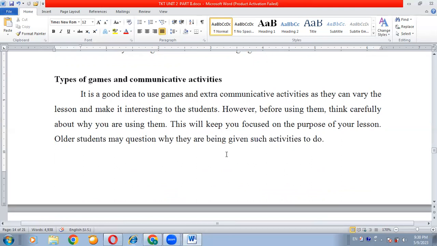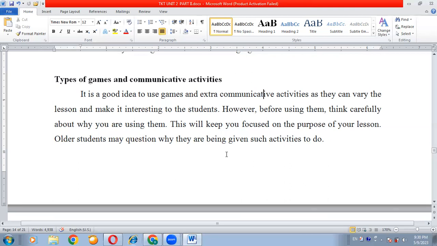Types of games and communicative activities. It is a good idea to use games and extra communicative activities as they can vary the lesson and make it interesting to the students. However, before using them, think carefully about why you are using them. This will keep you focused on the purpose of your lesson. Students may question why they are being given such activities.